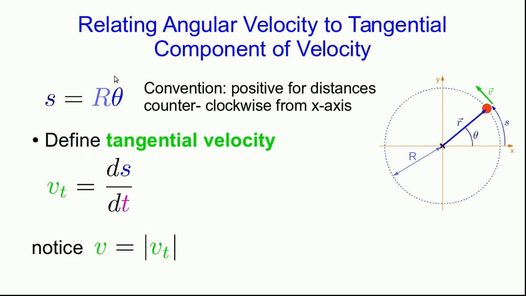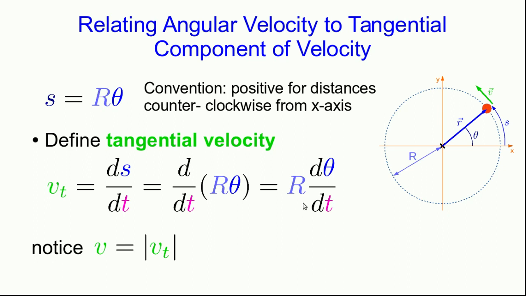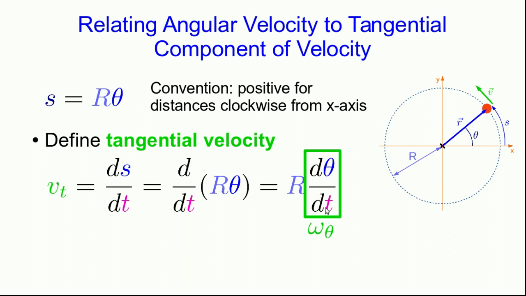Now, we can substitute in this expression for s, realize that the radius is a constant, and so we just have this relationship for the tangential velocity. But d theta by dt is the angular velocity. And so this has now given us a nice simple relationship that lets us go back and forth between angular velocity and tangential velocity, which is closely related to speed.